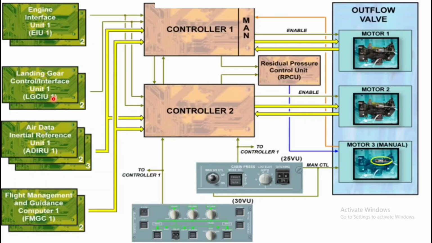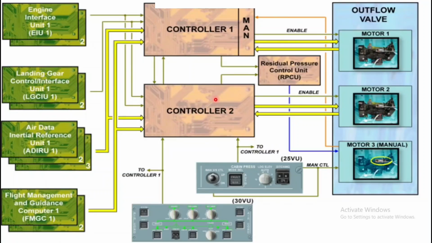There are a lot of proximity switches. This we'll also discuss in a separate video: how many sensors are there on the LGCIU, meaning landing gear control, and on the landing gear. If we talk about ADIRU 1, 2, 3, they are also giving data to both computers, and the FMGC is also giving data to CPC1 and CPC2.